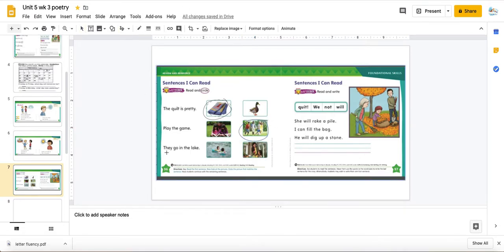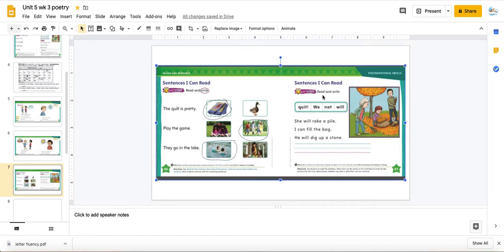Can you read the next sentence for me? They go in the lake. Which of these pictures matches the words? The first picture, and you can see them swimming in the lake.